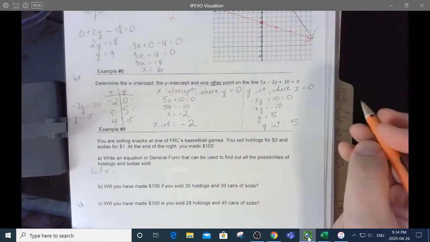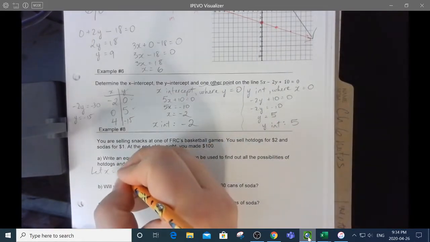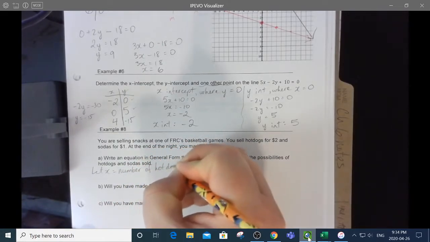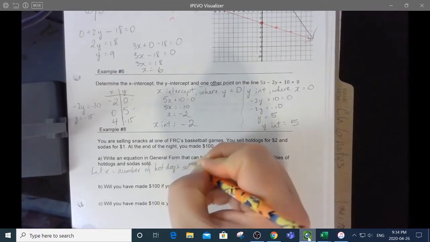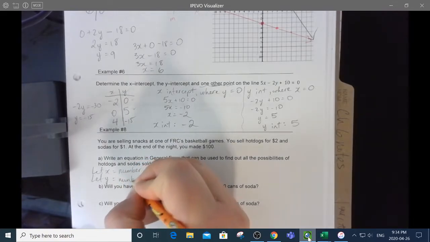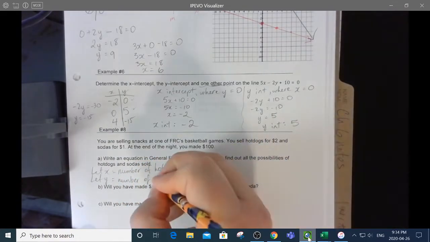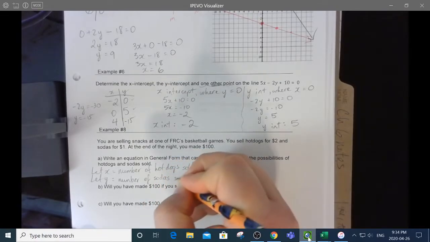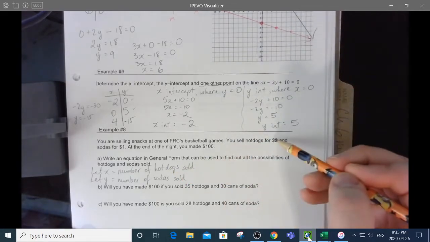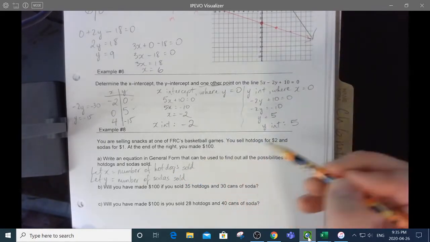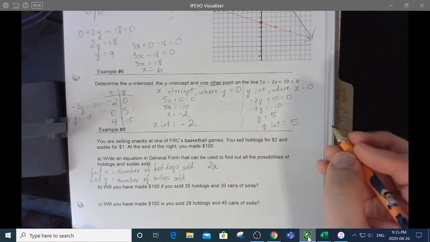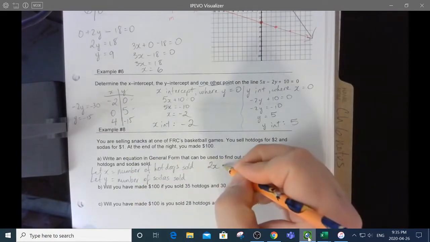Okay, so we're going to let x equal the number of hot dogs sold, and we're going to let y equal the number of sodas. So if I sell one hot dog, that'd be $2. If I sell 2 hot dogs, it'd be 4. 3 hot dogs would be 6. So 2 times x is the amount of money I'm making off of hot dogs. Sodas are $1, so plus 1 times y.